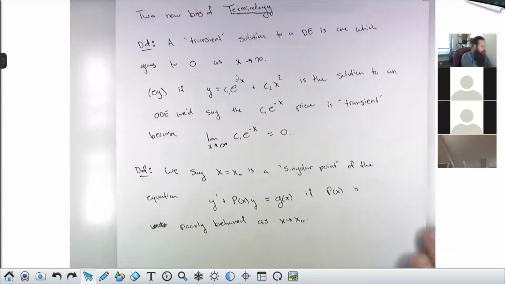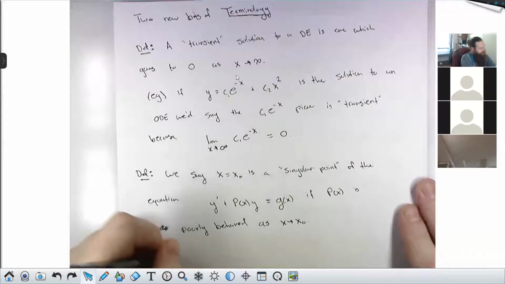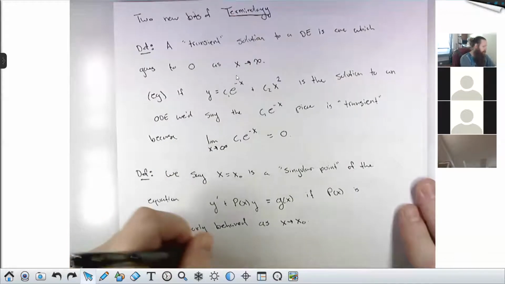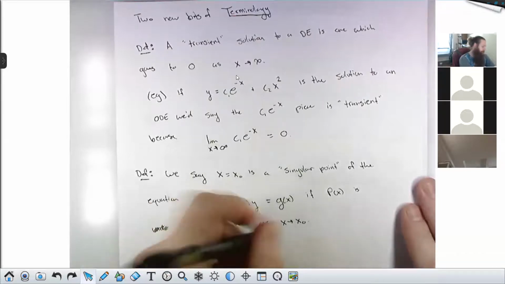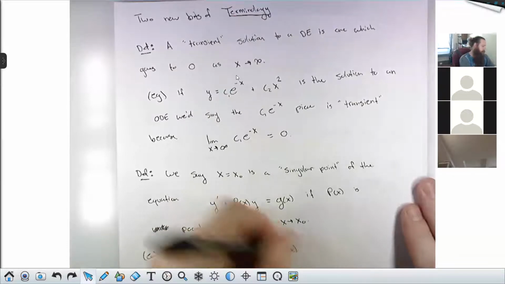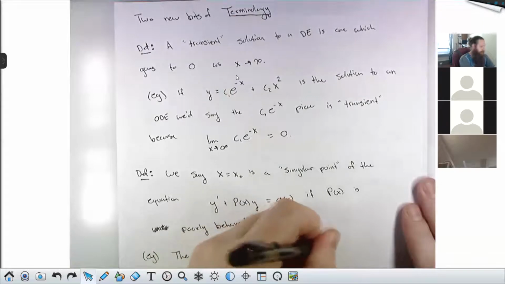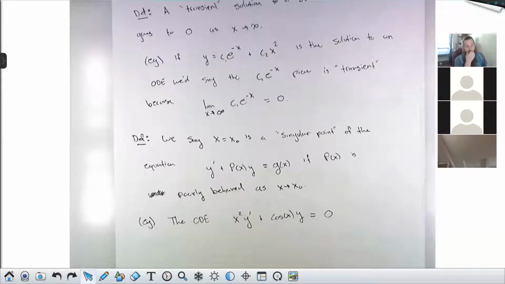And a quick example of a singular point. Let's look at the ODE. First note, this is not in standard form. It's a first order linear equation, but it's not in standard form yet.